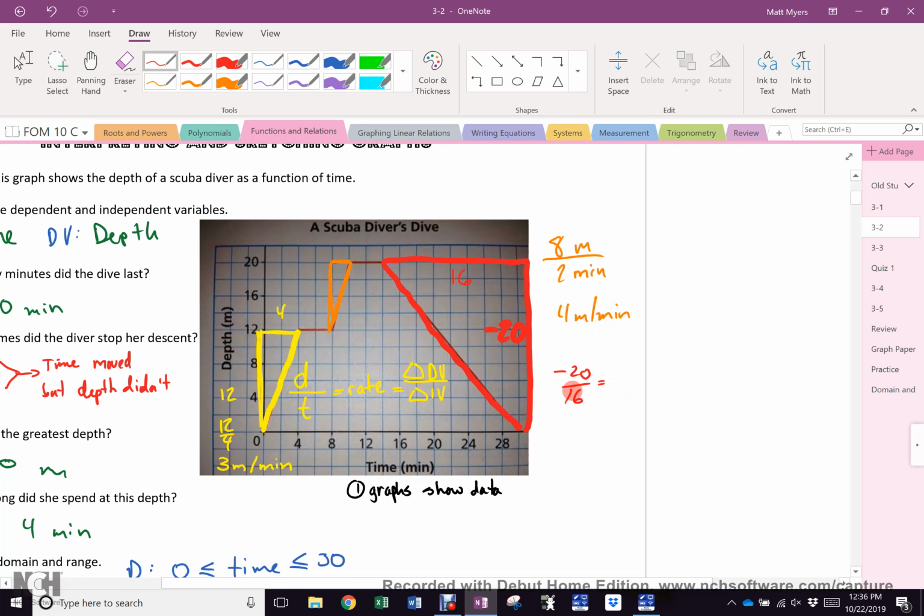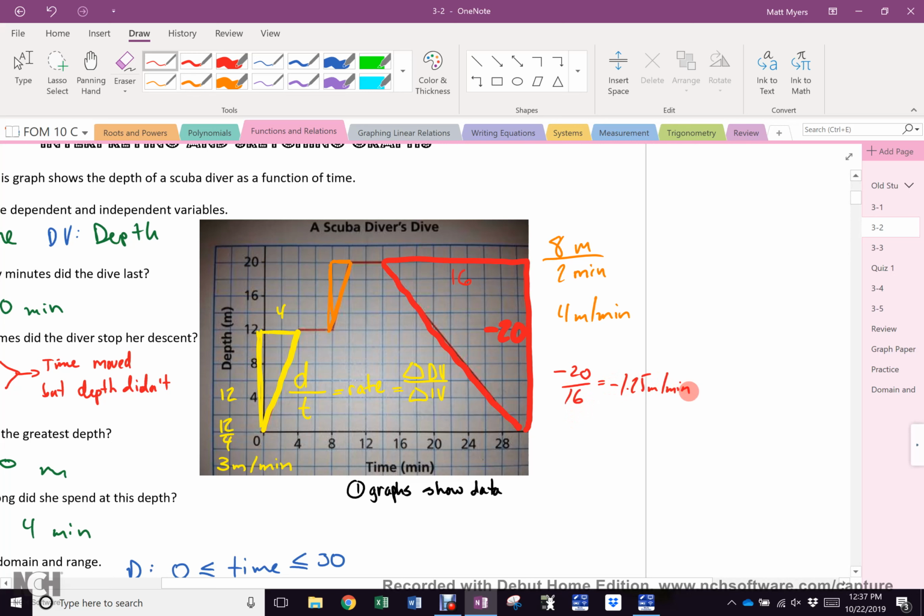What is it? Shouldn't take that long to do negative 20 divided by 16. You're all holding on to calculators. Why are you in math class without your calculator? That's silly. What is it? Of course it is. Negative 1.25 meters per minute.